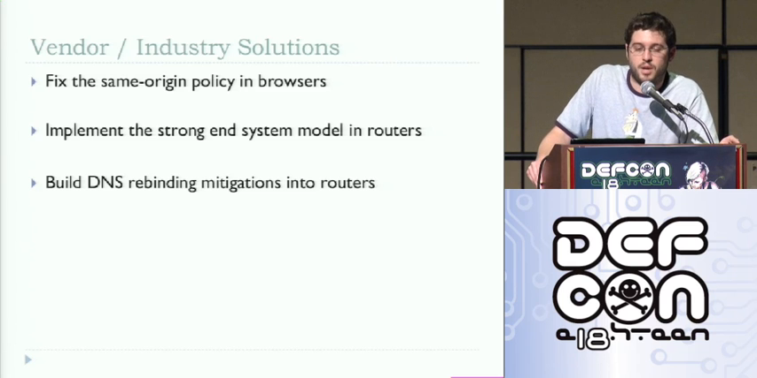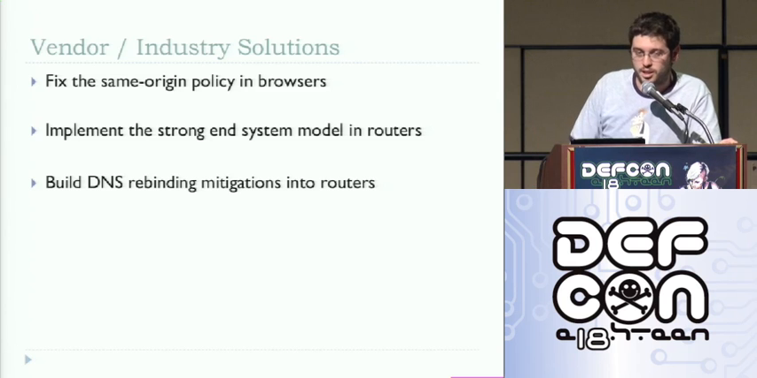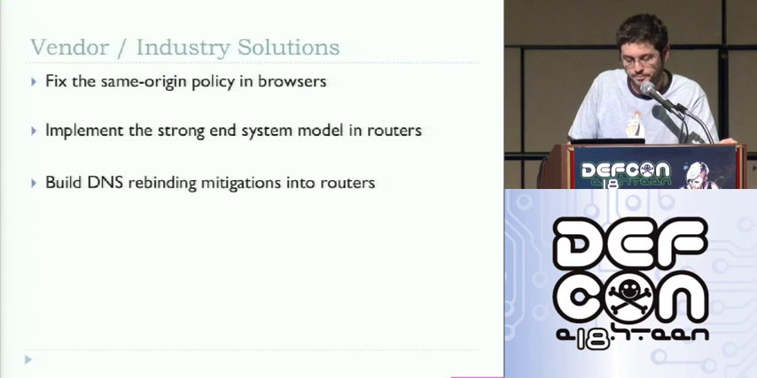Implement the strong end system model on your routers if you're a vendor. Also build DNS rebinding mitigations into the routers. That means checking your HTTP host headers, which is typically not terribly difficult.